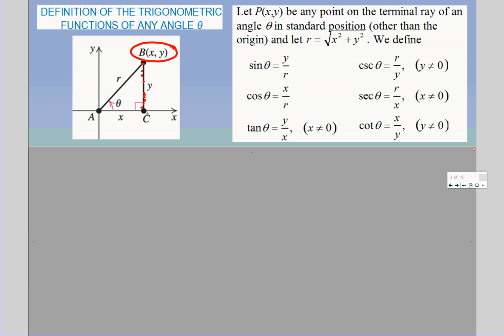When we define it like this, now we can talk about angles that aren't necessarily acute. They can be in quadrant 2 or quadrant 3 or quadrant 4, and we can get the same picture. And then my x or my y could be negative. So we're going to now start having sines and cosines and tangents that are negative values. Everything won't always be positive anymore.